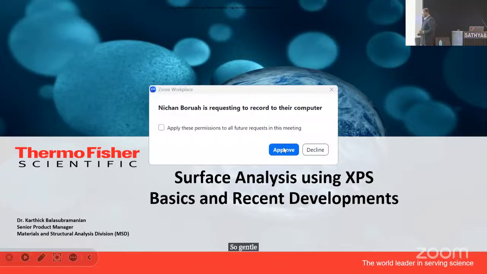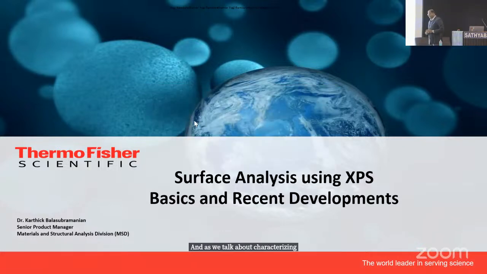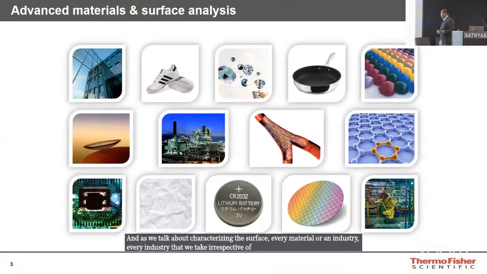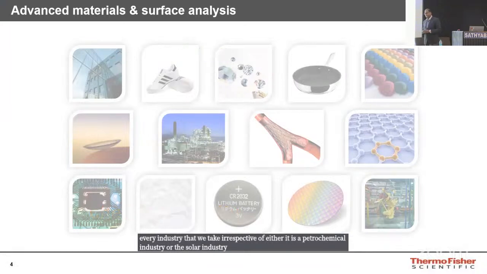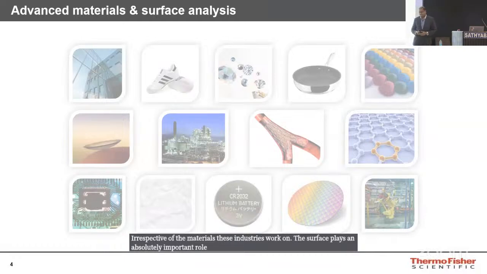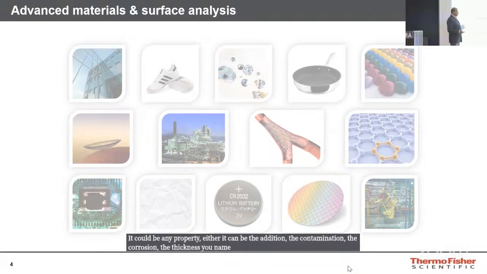So ladies and gentlemen, we were talking about X-ray photoelectron spectroscopy and the importance of surface. As we talk about characterizing the surface, every industry that we take, irrespective of whether it is the petrochemical industry, the solar industry, the semiconductor industry, or even the thin film industry, you name any industry, irrespective of the materials these industries work on, the surface plays an absolutely important role, because the surface is the point or the layer that defines the property of the material. It could be any property, be it adhesion, contamination, corrosion, or thickness, you name the property, it all lies on the surface.